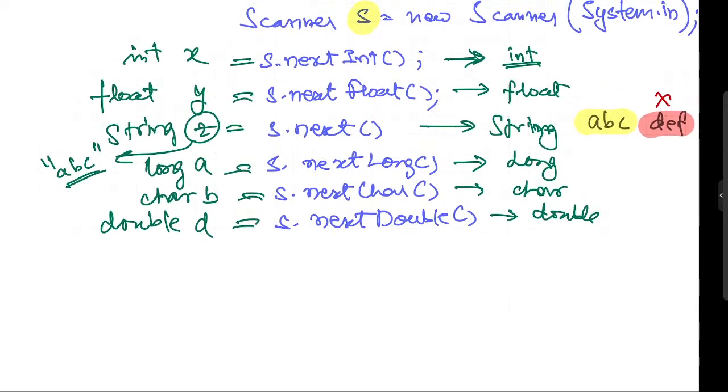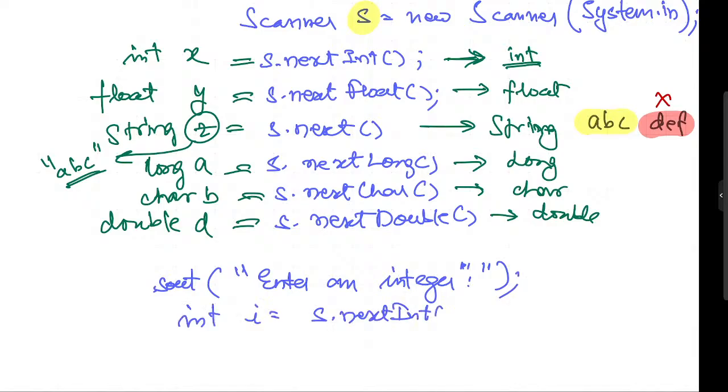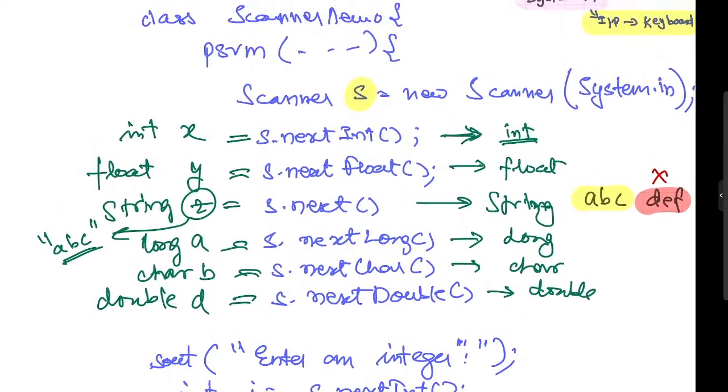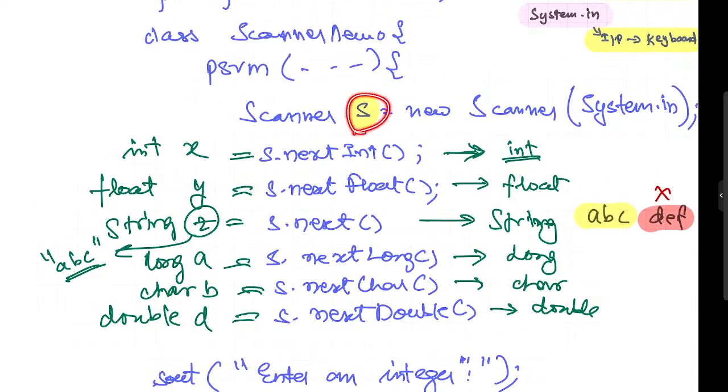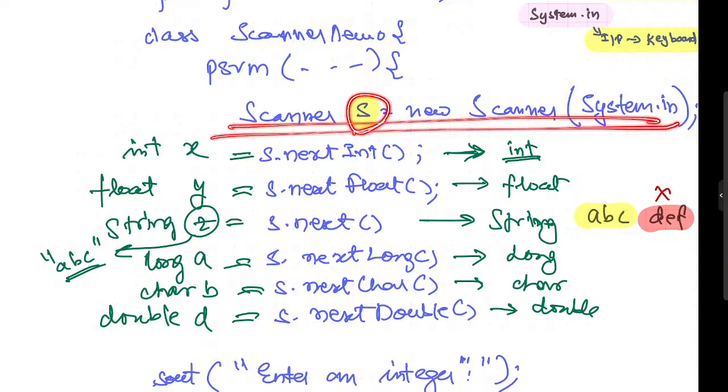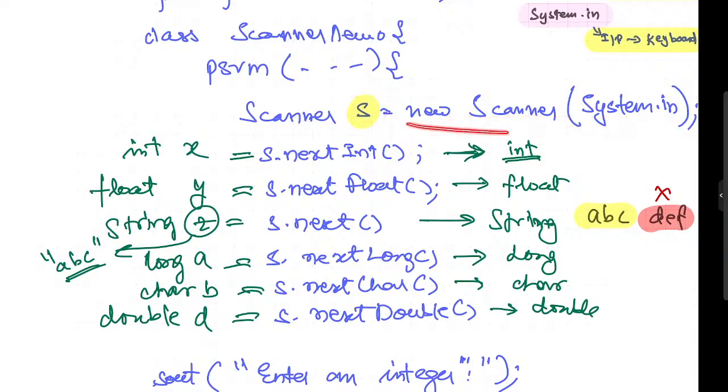A very good example for taking an input is, you can use system.out.print and just say enter an integer, and then you can just say int i equal to s dot nextInt. And what is this s here? It's a scanner object, right? For now, don't worry about what a scanner object is or what this syntax is. This is the syntax to create an object, that's all you need to understand.